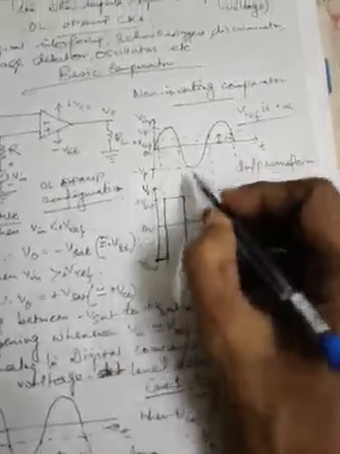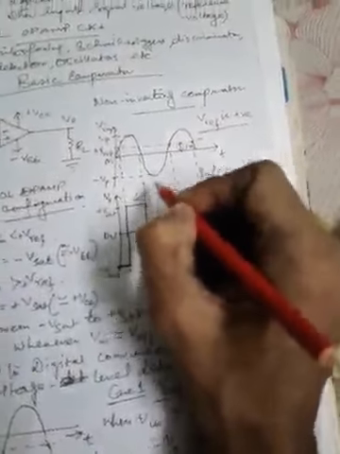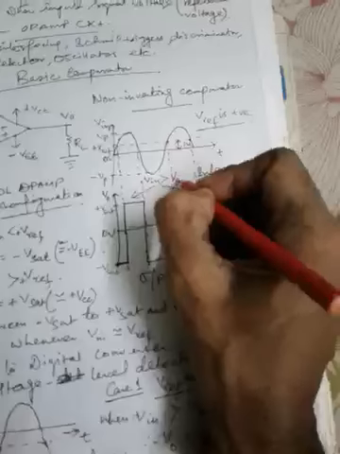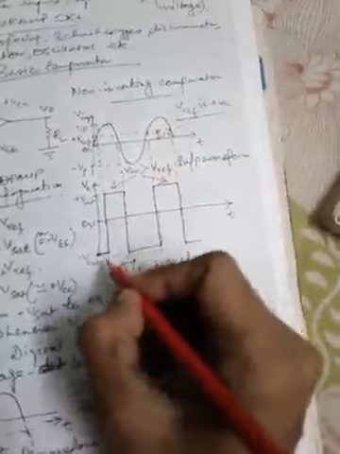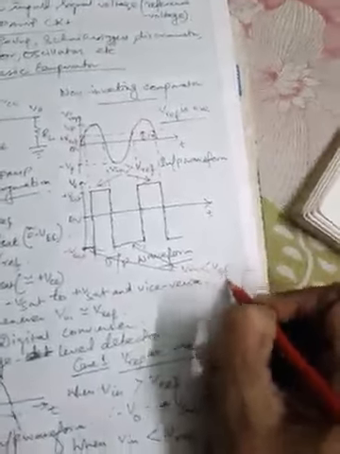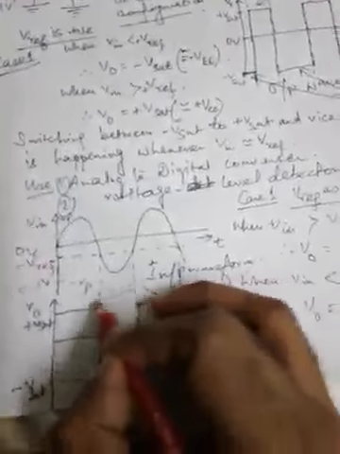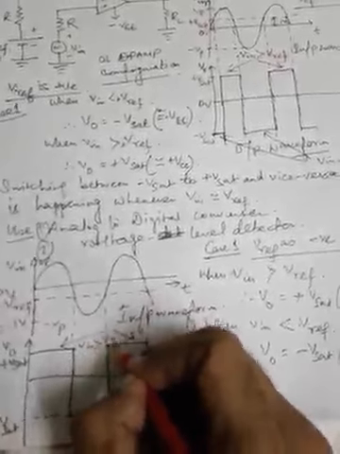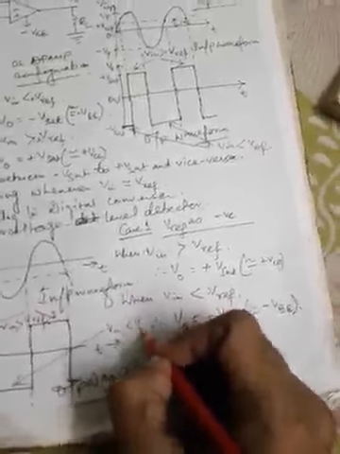When V reference is negative, and this is the output waveform when V reference is negative. And in these two curves, we can see that in the first case, when V reference is positive, for these two cases V in is greater than V reference, and for these two cases V in is less than V reference. Similarly, for these two cases V in is greater than V reference, and for this case V in is less than V reference.